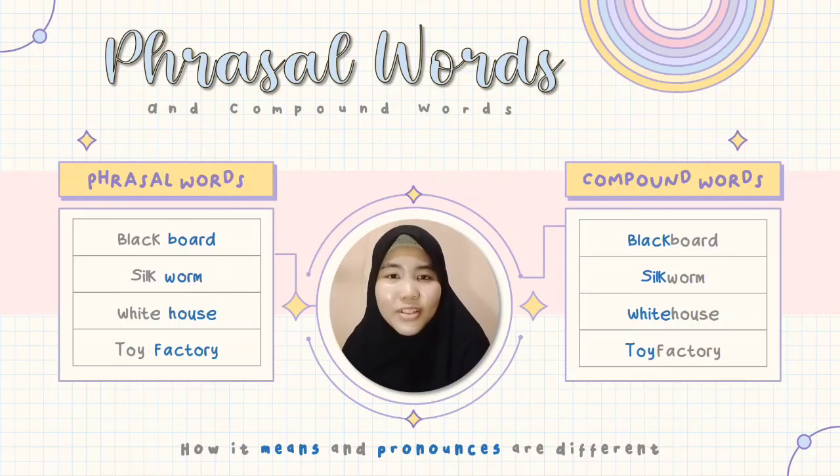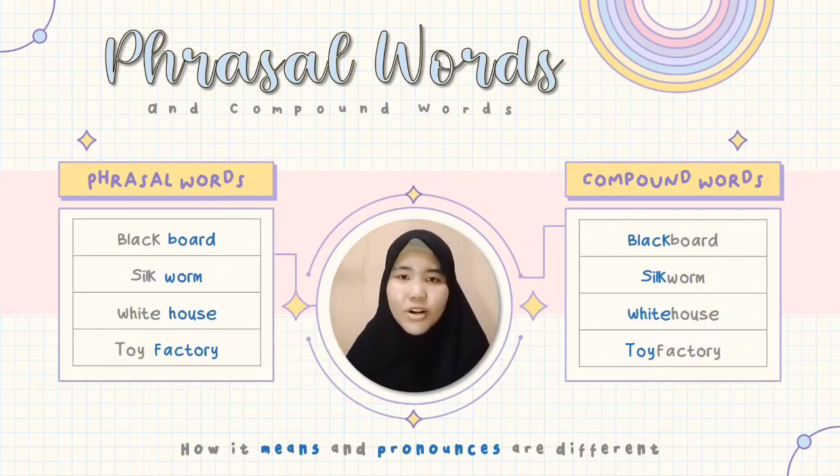So here we go to the examples that you can see. Blackboard: a board that is black is the meaning from phrasal words, but compound word blackboard means a board for writing on. And second is silkworm. In phrasal words, it means a worm made of silk, but silkworm in compound words means a caterpillar that spins silk. And for White House in phrasal words, it means a house that is white.